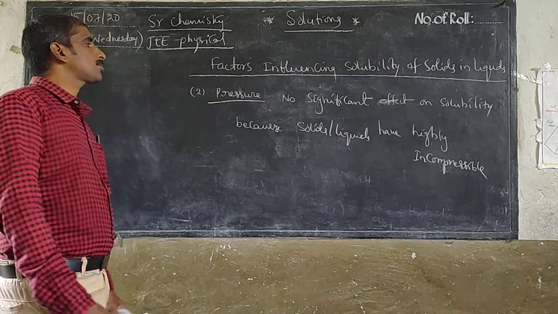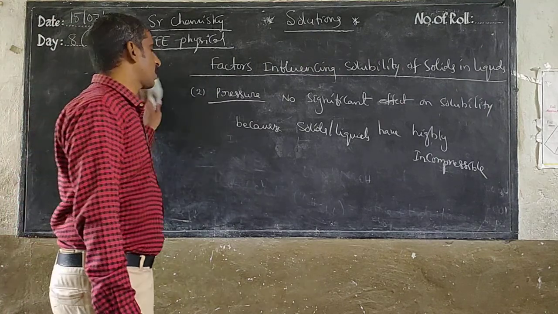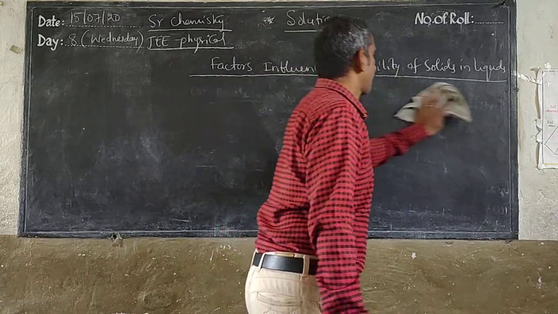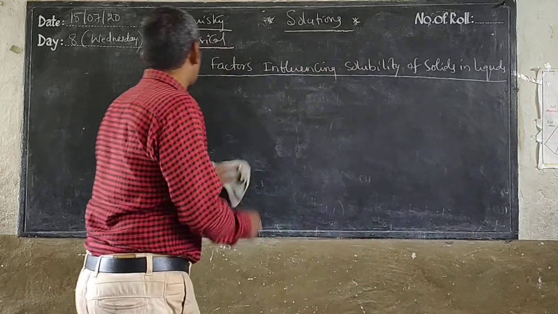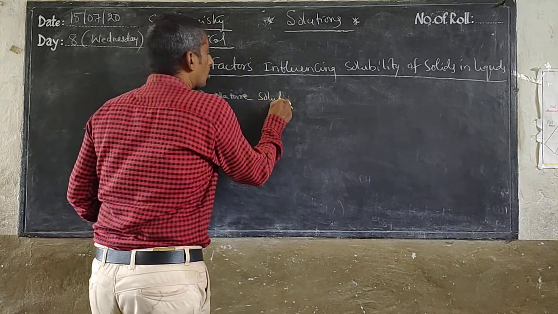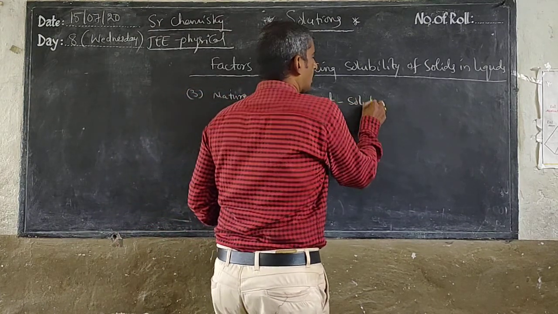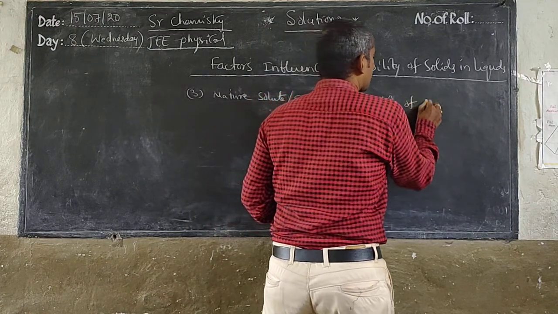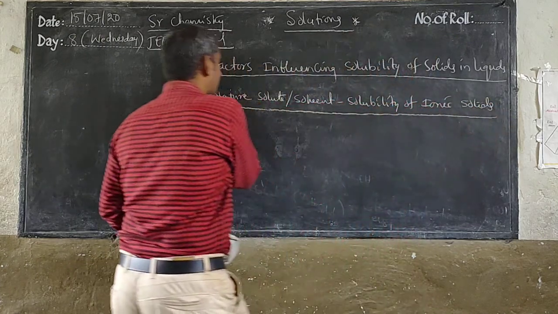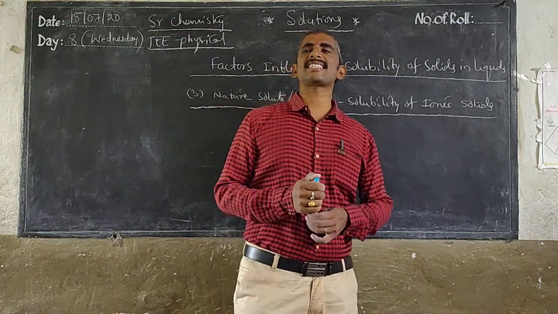Okay, so these are the factors influencing solubility of solids and liquids. The third one is nature of solute and solvent. Solubility of ionic solids. Generally, we know lattice energy and iteration energy.